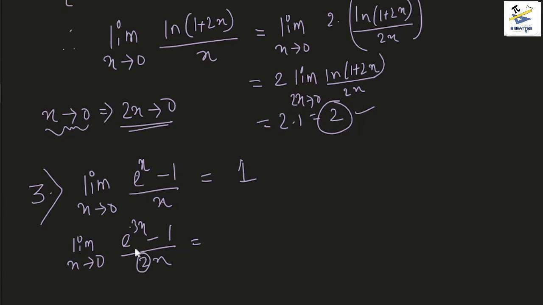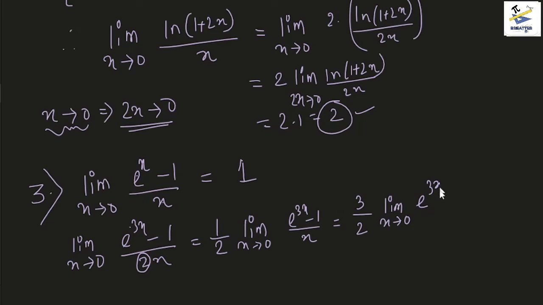So firstly, this 1 by 2 here is the constant. We can take it out and write it as limit x tends to 0, e to the power 3x minus 1 by x, and then we can have a 3 here, so that we do a proper adjustment by making the denominator equal to 3x, and this shall give you 3 by 2, because this portion is just 1, right? So I hope you get the idea.